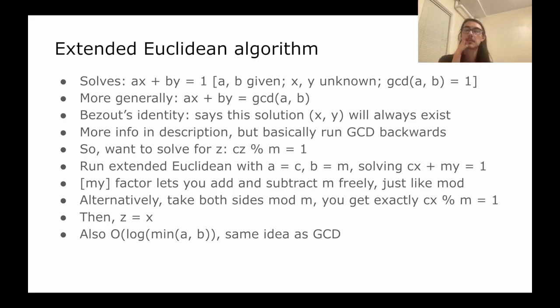So because it's reverse engineering GCD, the number of steps it'll take is around the same. So it's also log of the minimum of the two arguments.